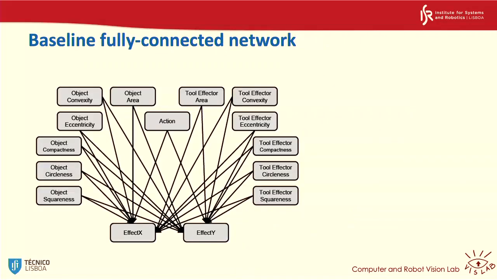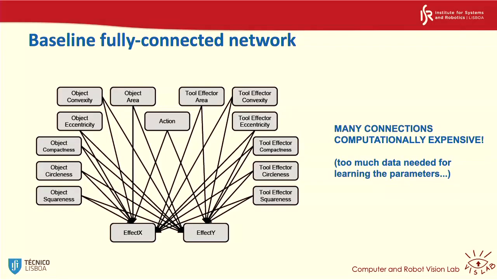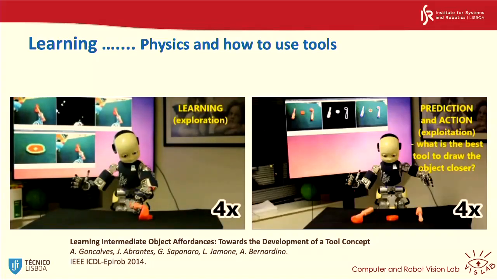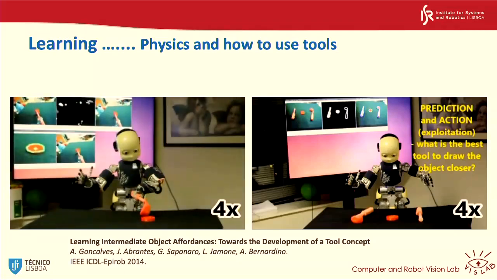This is the example. The networks kept expanding. Now we have objects and tools and properties that we could measure, mostly with vision. And then we try to understand the interconnection and the probabilistic relationships between all these entities. Of course, there are many parameters, and it's hard to put in more objects and more actions, so there were a few complexity issues. But I think it was very powerful, and we managed to have the iCub learning how to use tools.